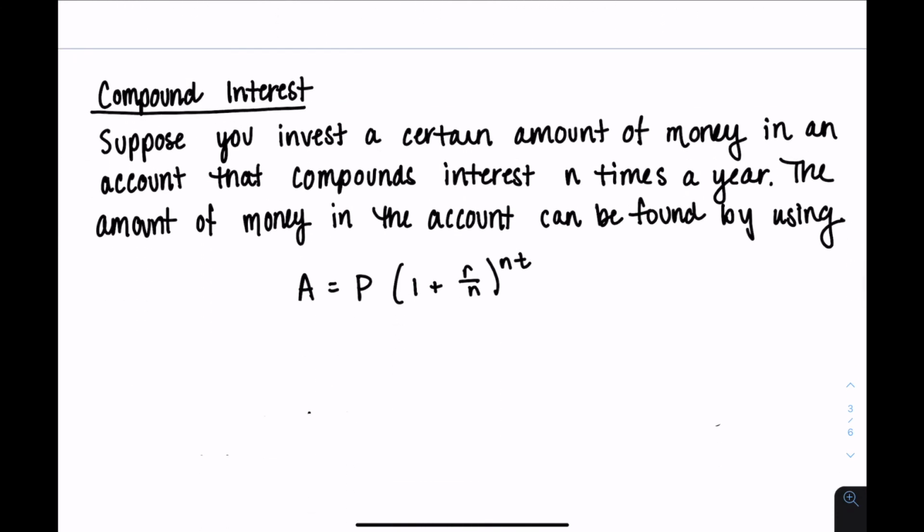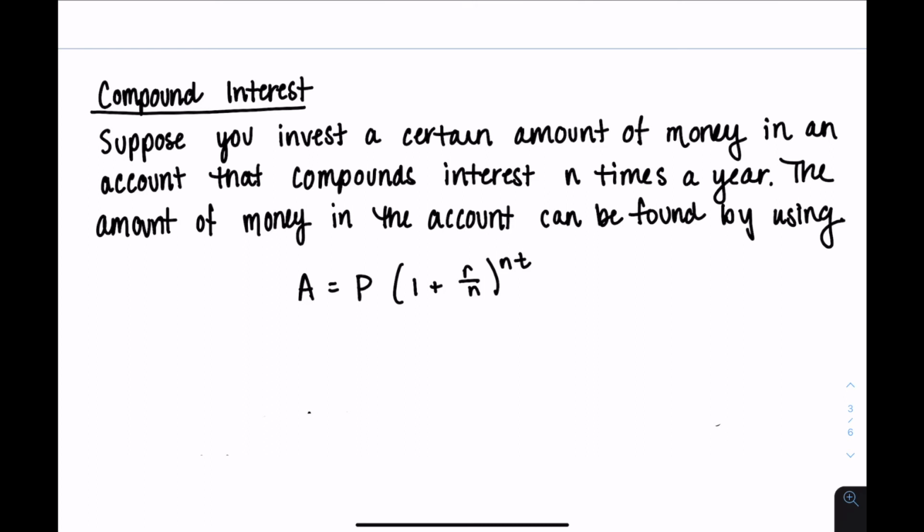So suppose you invest a certain amount of money in an account and it's going to compound interest n times a year. A lot of banks will compound your interest monthly. Once a month, whatever amount you have in that account, it's going to calculate interest based off of that. So if you get a 3% interest rate for the year, it's going to split that up over a bunch of different payment periods. So it's not 3% each month, it's 3% over the year.